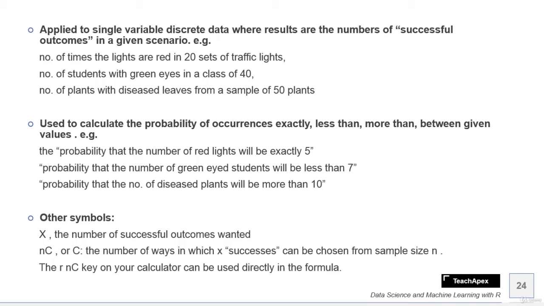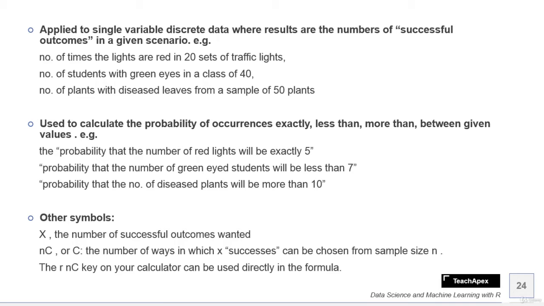So it can be done with the binomial distribution, in probability and statistics, and it is used to calculate the probability of occurrences being exactly, less than, more than, or between given values. For example, the probability that the number of red lights will be exactly 5, the probability that the number of green-eyed students will be less than 7, and the probability that the number of diseased plants will be more than 10.